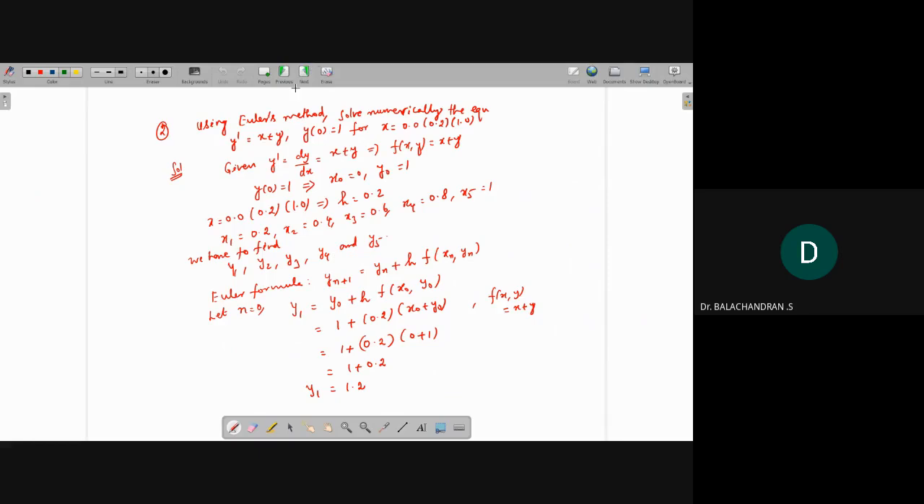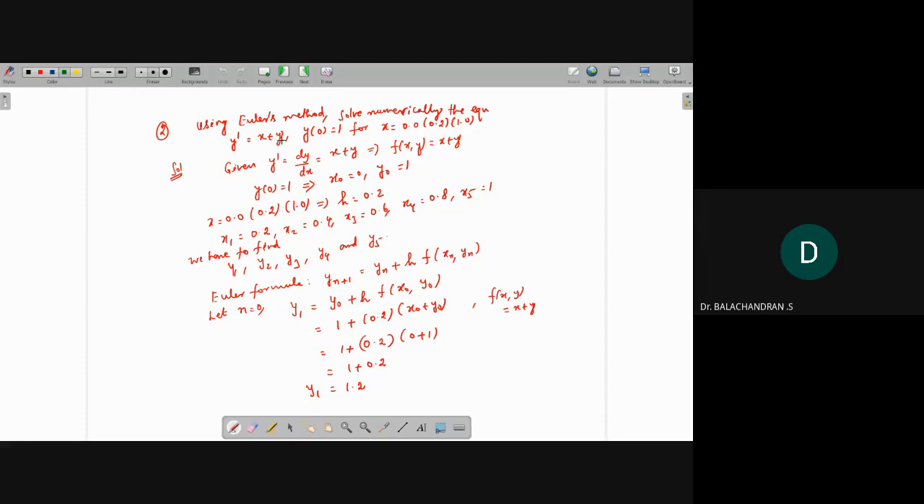And this is the second problem. So again, we will discuss Euler's method if possible tomorrow. I think tomorrow at least I will solve one problem in the classroom. What is this problem? This is y dash is equal to x plus y.